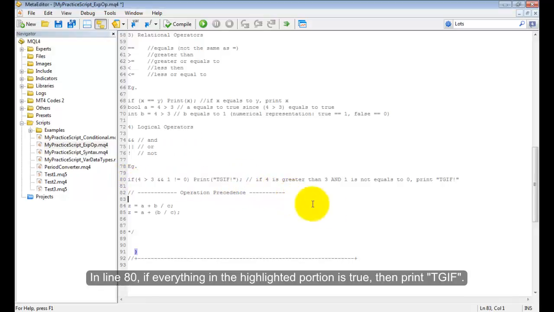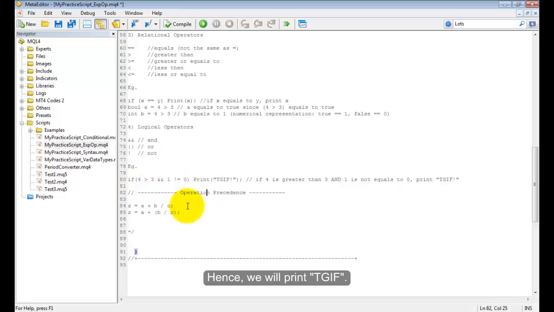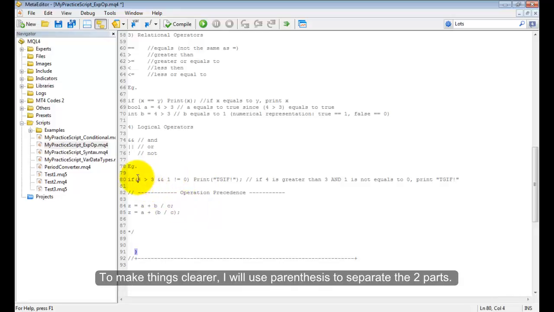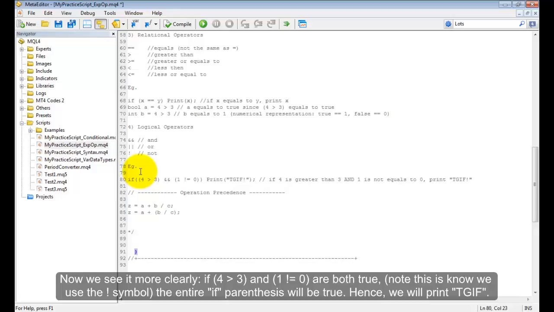Look at line 80. If everything in here is true, then we are going to print TGIF. So for everything in the if parenthesis to be true, knowing that there's an and here, it is telling us that if this is true and the second part is true as well, then the whole thing is going to be true. Hence, we're going to print TGIF. To make it clearer, I'm going to put a parenthesis inside to separate the two parts. So now we can more clearly see that if this first part, 4 greater than 3 is true, and the second part, 1 not equals to 0, note that this is how we use the exclamation mark. So if 1 is not equal to 0, and that's true as well, the whole thing is going to be true, hence we are going to print TGIF.